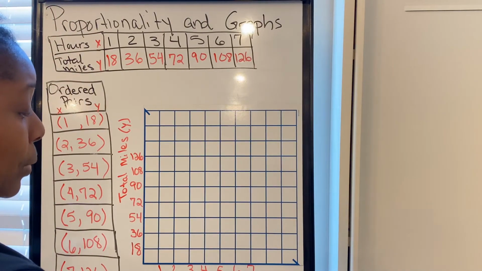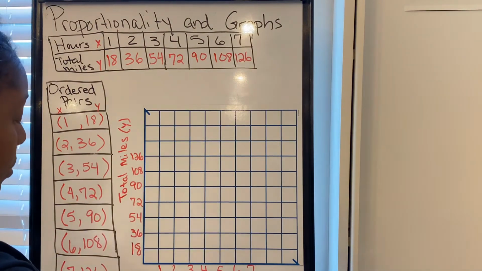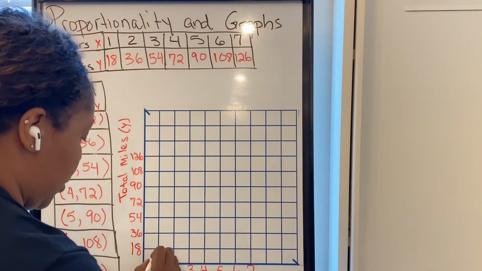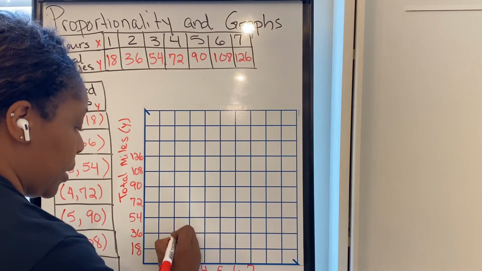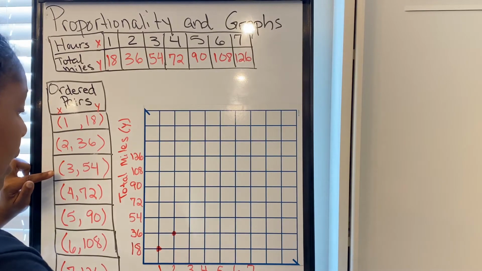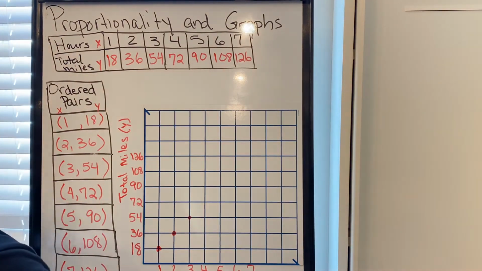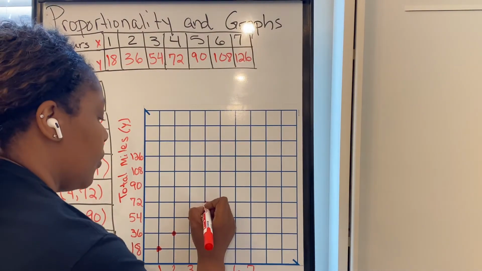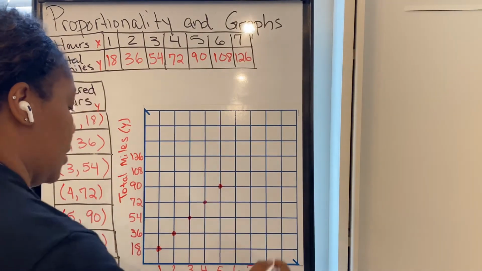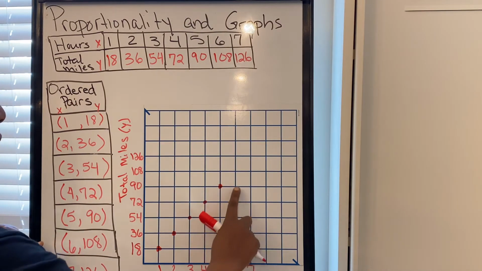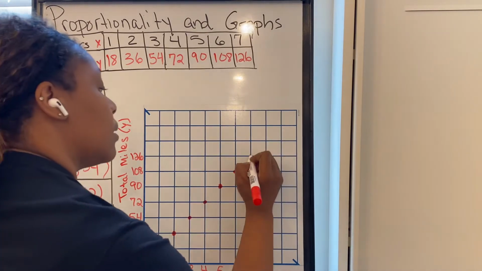So we label the graph, and we always have our x going this way, and our y is always going up and down, okay? So I'm looking at 1 and 18. Well, I go to 1 and I go up to 18 and I put a point. The next one says 2 and 36, so I go over to 2 and up to 36 and I put a point. I go over to 3 and up to 54, and I put a point. I go over to 4 and up to 72, and I put a point. I go over to 5 and up to 90, and I put my point. Go over to 6 and up to 108, and I put a point. And I go over to 7 and up to 126, and I put a point.